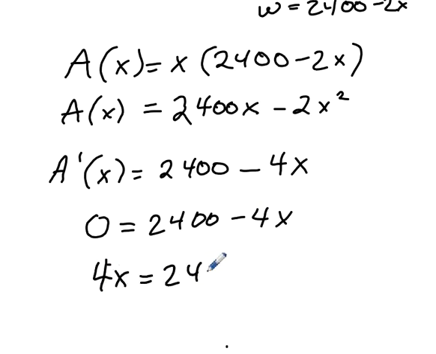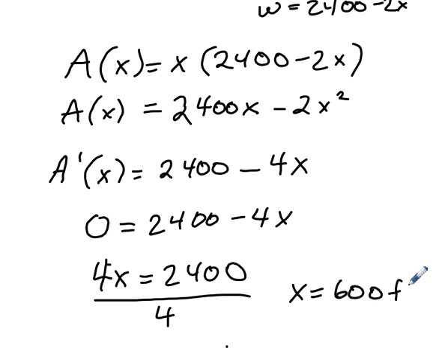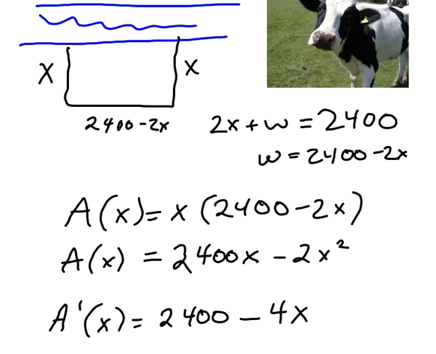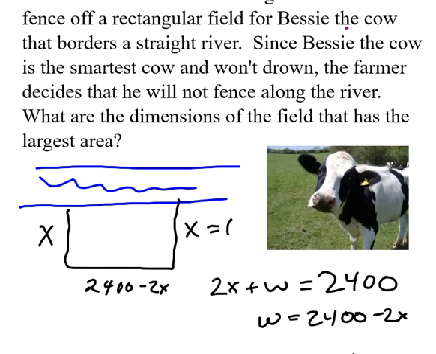4x is 2,400. So x is 600 feet. That means this is 600 feet, and then this side is 1,200 feet. So my dimensions are 600 feet by 1,200 feet.